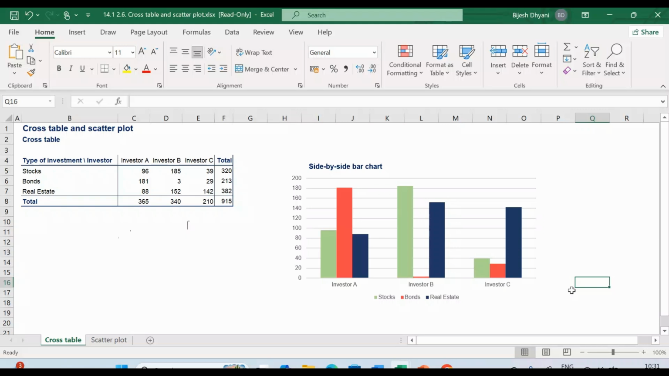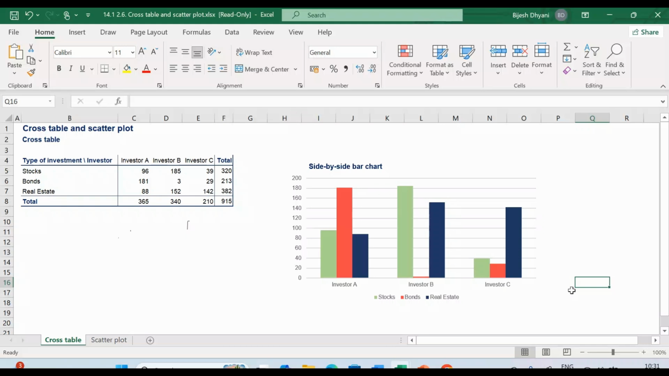It represents the holding of each investor in different asset classes. For example, stocks are shown in green, bonds are shown in red, and real estate is shown in blue. The name comes from the fact that for each investor, the asset categories are represented side by side. This makes it easy to compare asset holdings for a specific investor with those of a different investor. So that is quite easy.